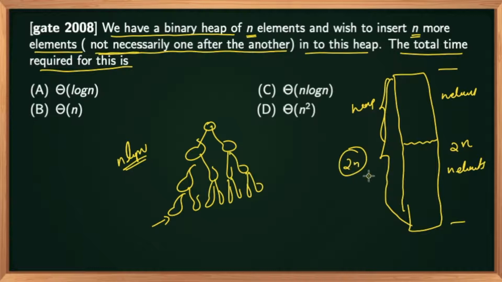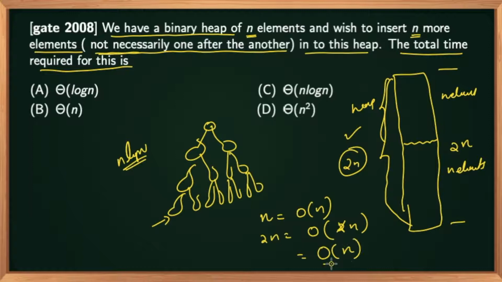So now the question is simply, you have 2n elements, how to construct a heap? We know that if you have n elements, we can construct the heap in order of n time. So if you have 2n elements, you can construct a heap in order of 2n, and this 2 is a constant. That means we can construct a heap in order of n time. So the answer should be B.